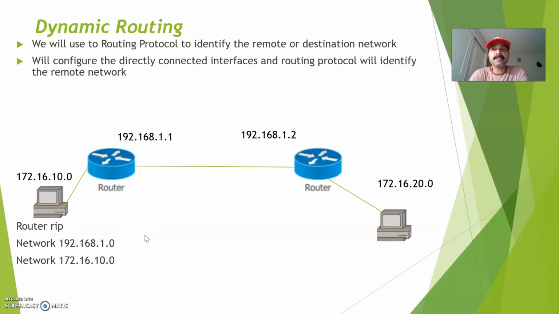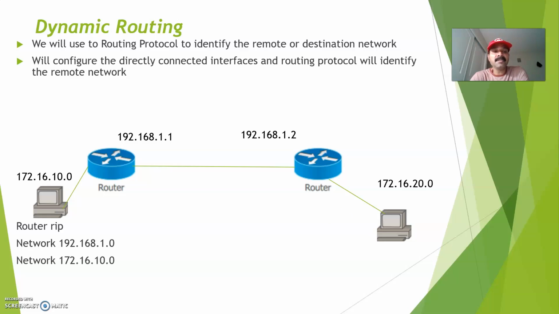So now let us understand the second type of routing, that is dynamic routing. Instead of manually adding the routes into the routing table, in dynamic routing we are using a routing protocol to identify the remote or the destination network. In dynamic routing, we configure only the directly connected interfaces. The router has two interfaces, right? Assume this is a serial and this is a FastEthernet. So I only have to configure these directly connected interfaces. After enabling the routing protocol, what happens automatically? The routing protocol will identify the remote or the destination network. So that is the benefit of dynamic routing over static routing.